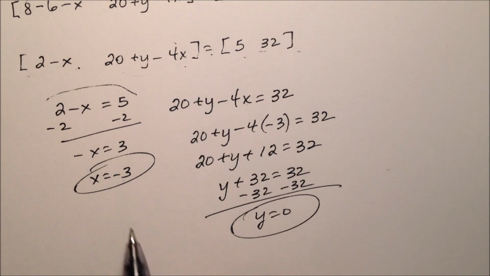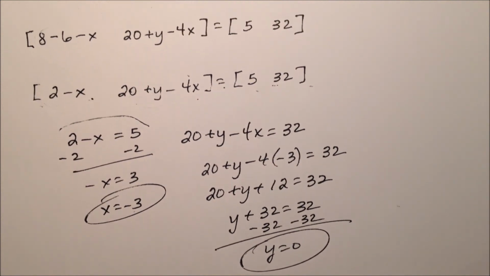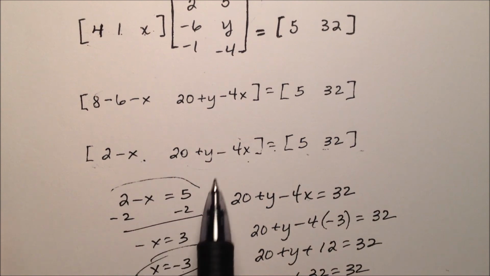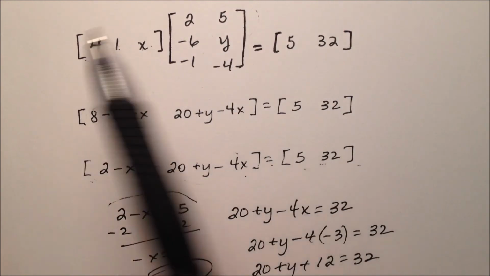So the value for x is negative 3, the value of y is 0, and those are the values that will make this matrix equation true.